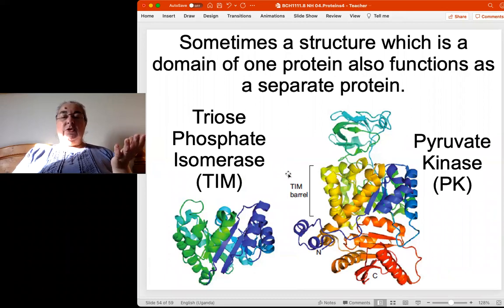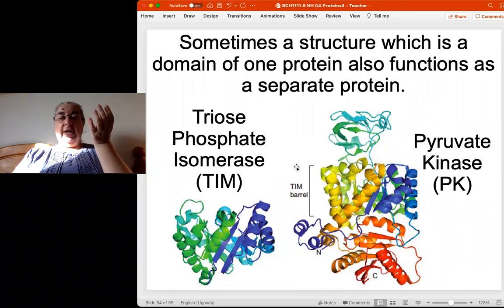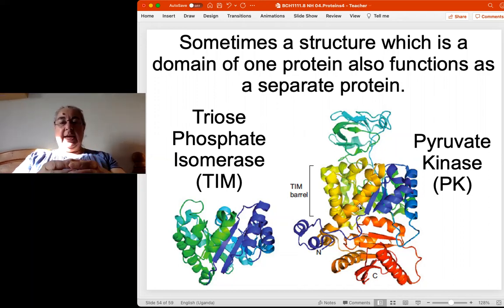Sometimes a structure which is a domain of one protein also has its own function as a separate protein. So here is the protein pyruvate kinase, an important enzyme. And you'll see in the center of this protein, there is a structure that's labeled a TIM barrel, made up of a number of alpha helices lying together in a sort of barrel shape, a circular shape.